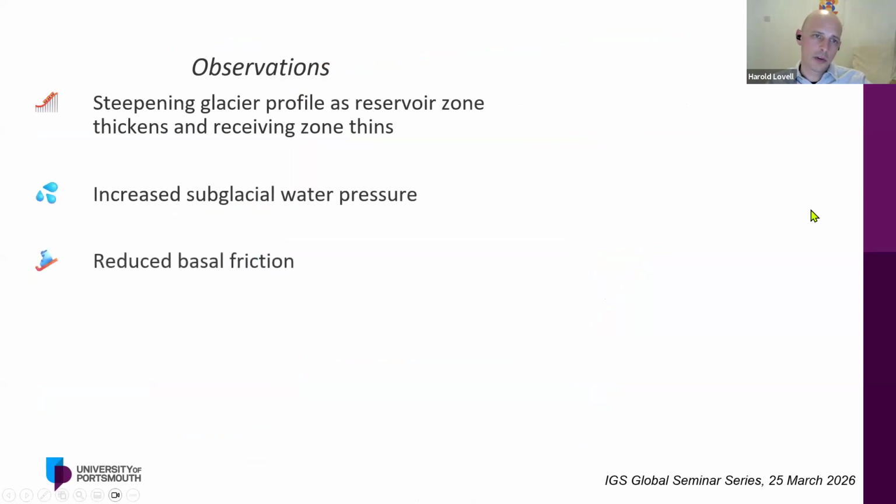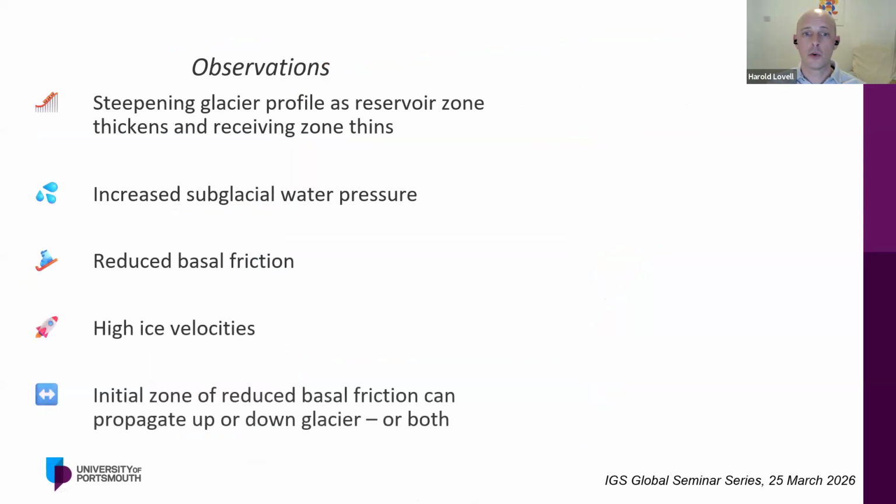We know that subglacial water pressures are increasing. We've got a reduction in basal friction. We've got high ice velocities as a result. And then we've also got this initial zone in most cases of surging, either propagating up glacier or propagating down glacier or propagating in both directions.